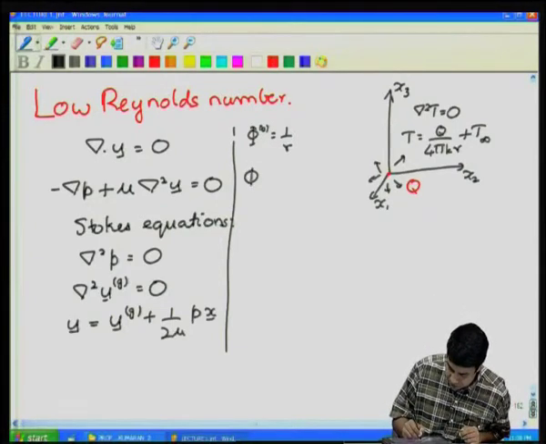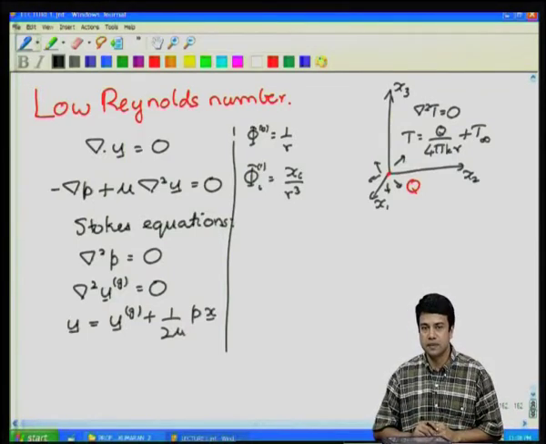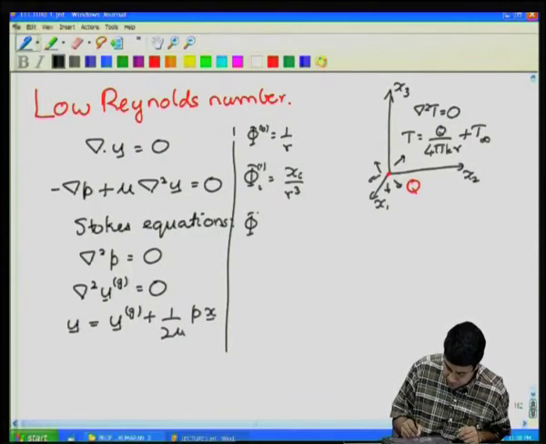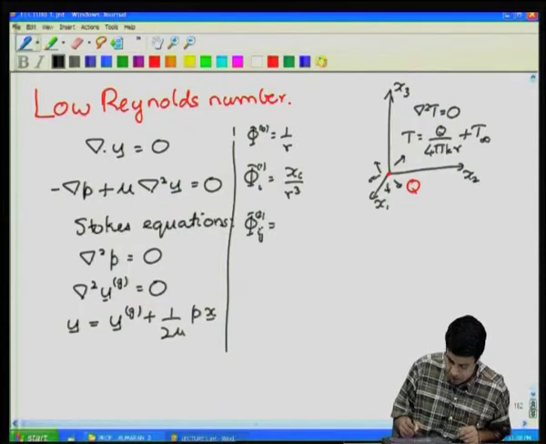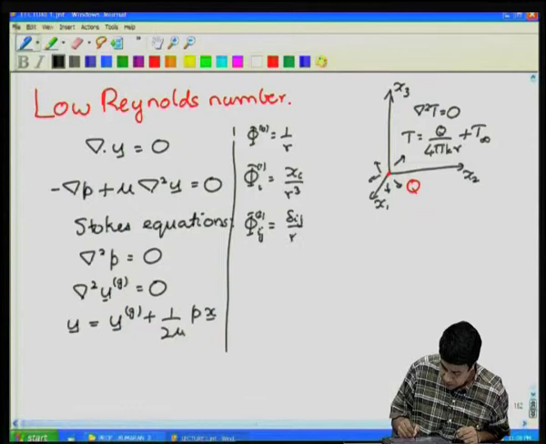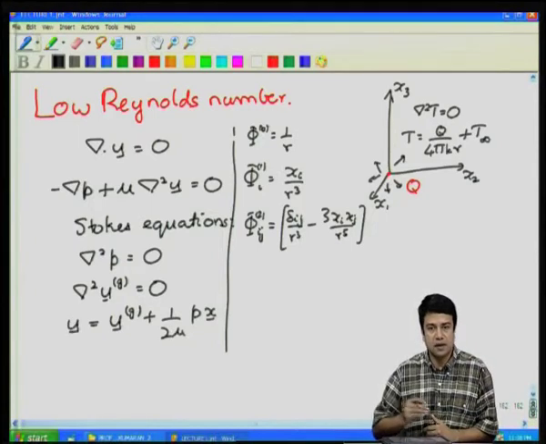That is phi 1 i is equal to x i by r cubed, once again, to within a multiplicative constant. I can take another gradient and get phi 2 i j, a second order tensor, equal to delta i j by r cubed minus 3 x i x j by r power 5. And so on. One can take repeated gradients to get higher and higher order tensors.